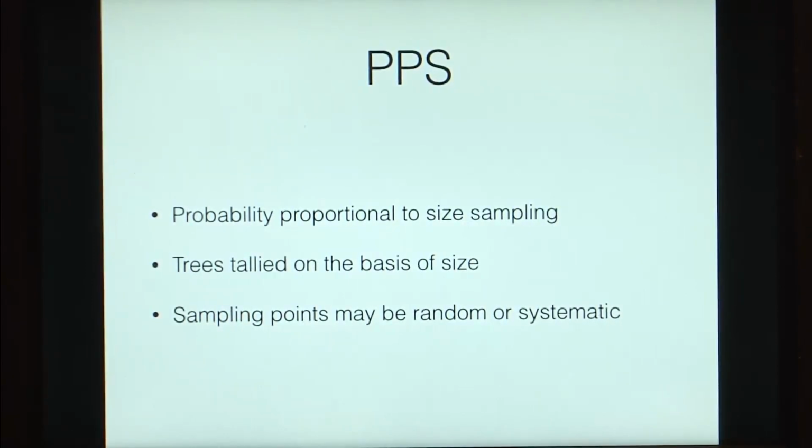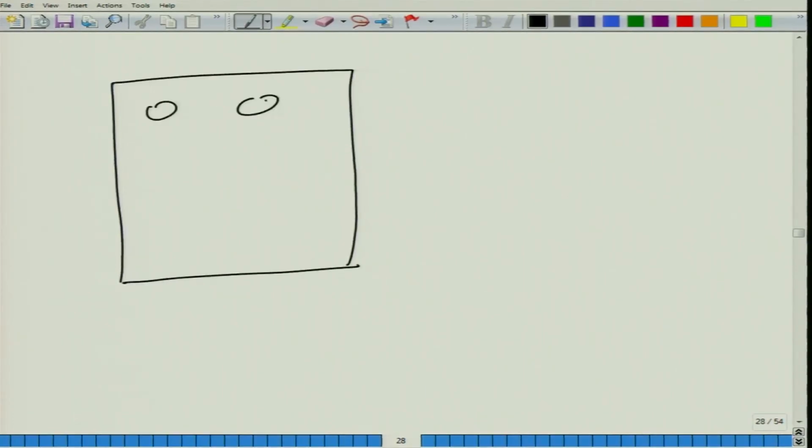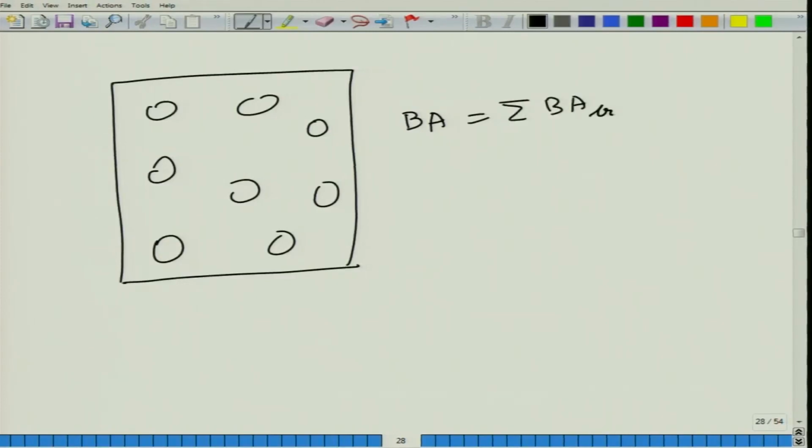So, trees are tallied on the basis of the size. What does that mean? Basically, when we are talking about any sampling method, we generally do something like this. We define a sample plot, then we go for all the various trees that are there in the sample plot, whatever their diameters be, then we calculate the basal area as the sum of the basal areas of all the trees divided by the plot area. So, this is how we define the basal area of the stand.